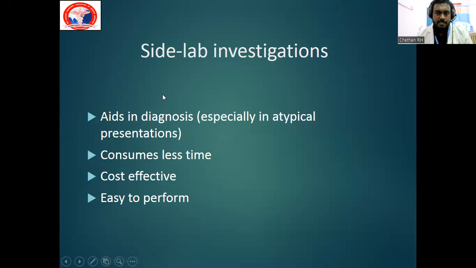Today, I will be covering a topic called basic side lab investigations. The side lab investigations are very simple tests which we do at the bedside or in the OPD setting, which will aid in the diagnosis of the patient, especially when the lesion is not very clear just by clinical examination. These tests consume less time, are very cost effective, and are very easy to perform.